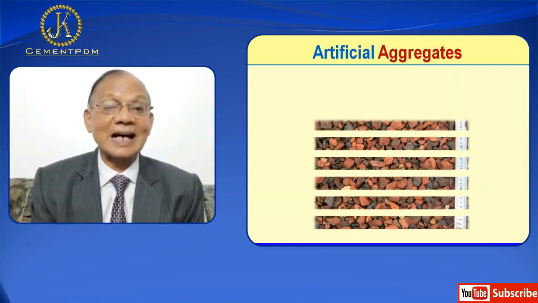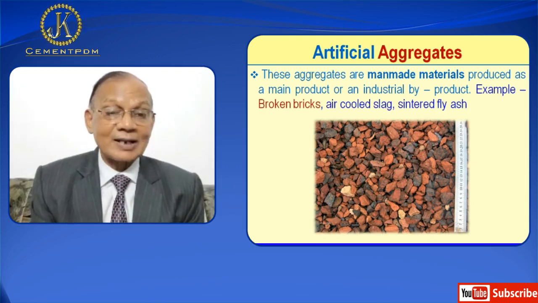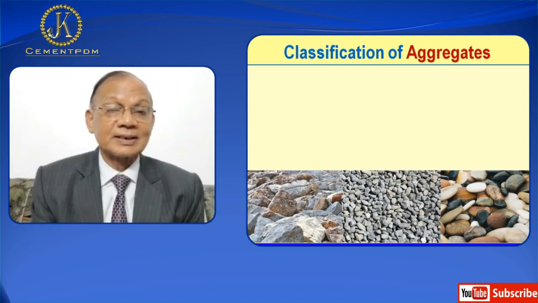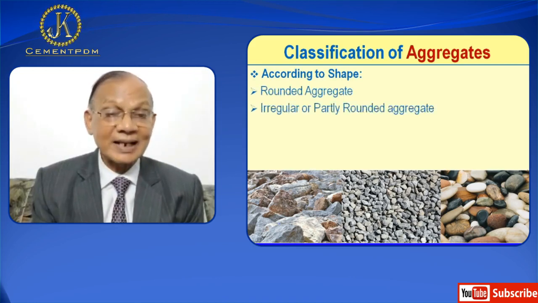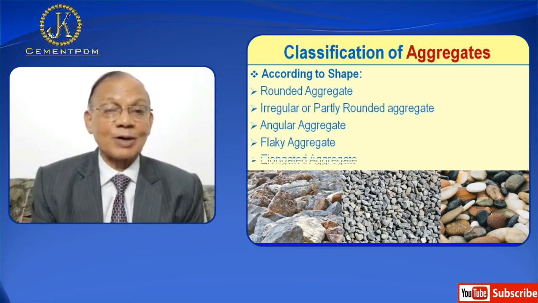These aggregates are man-made materials produced as a main product or an industrial byproduct. Example: broken bricks, air-cooled slag, sintered tiles. Now I'll talk about classification according to shape. So according to shape, they are classified as rounded aggregate, irregular or partly rounded aggregate, angular aggregate, flaky aggregate, and elongated aggregate. Now I will discuss one by one.